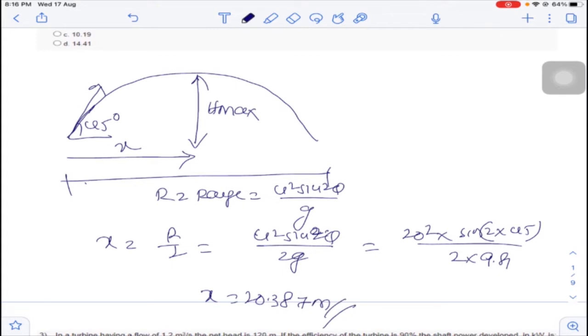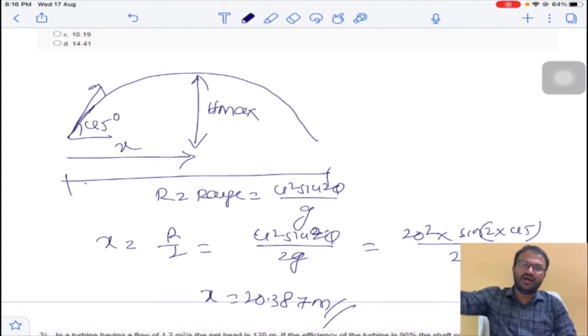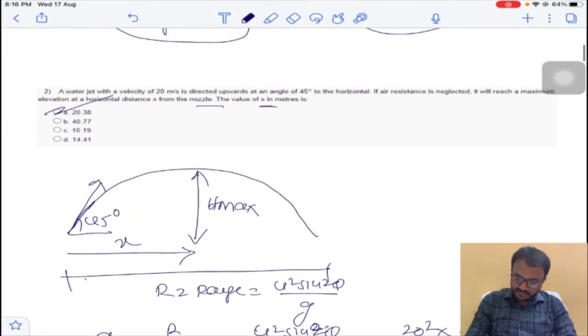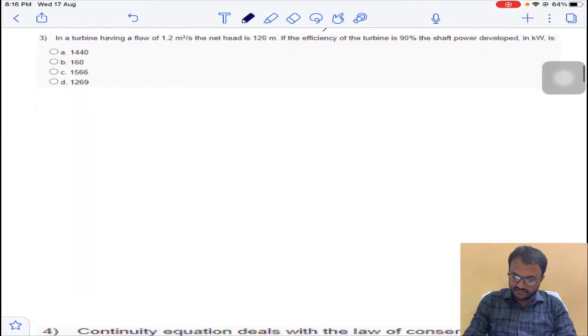Clear? So it is something like the path of projectile is a parabola. So when we throw a ball, it will follow the parabolic shape. So when we throw the liquid at a certain angle, 45 degrees, what is the maximum height reached at what horizontal distance? So for this question, 20.38. So answer A is okay.